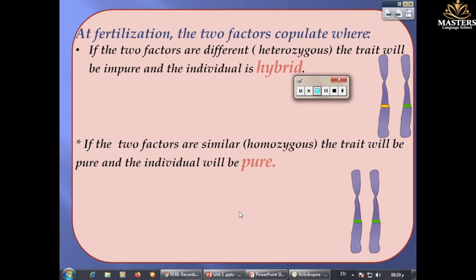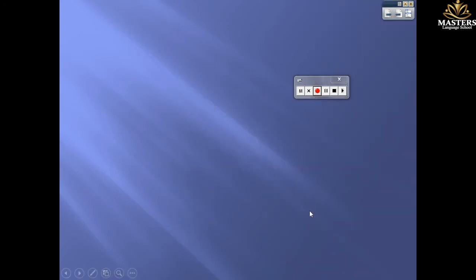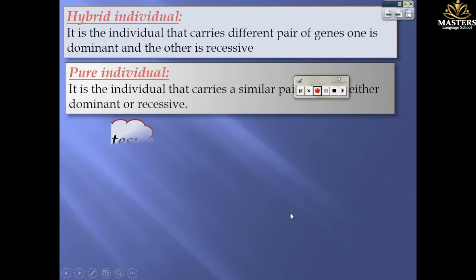We have two cases. If the two factors or two genes are different, the individual is called hybrid. If the two factors or two genes are similar, the individual will be pure. So, we wanted to know the difference between a hybrid individual and a pure individual. A hybrid individual is the individual that carries a different pair of genes.